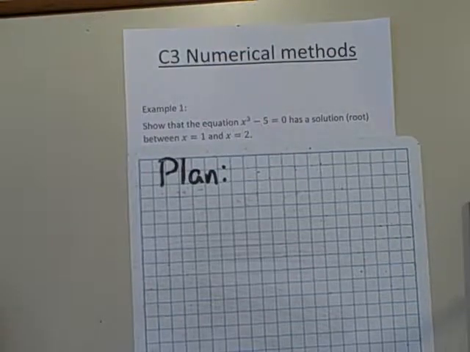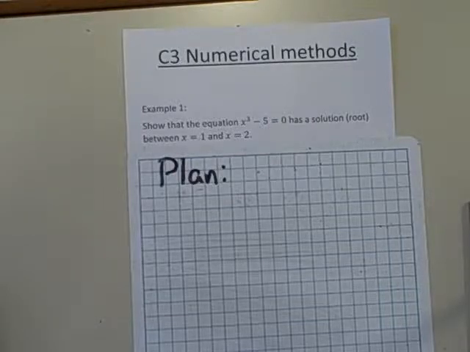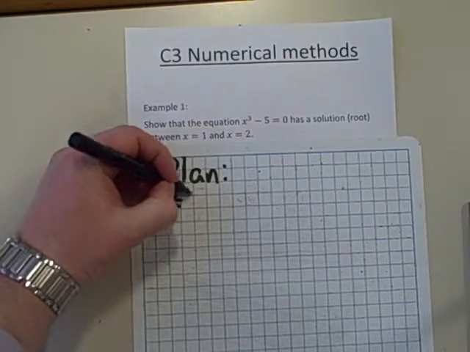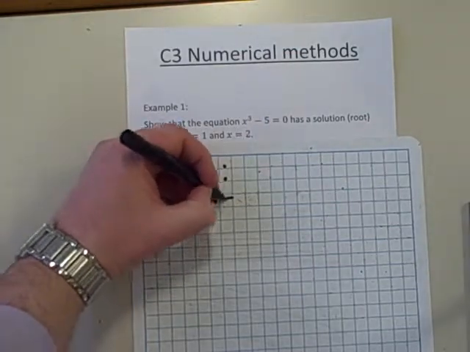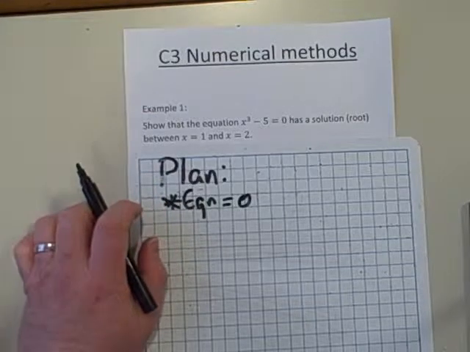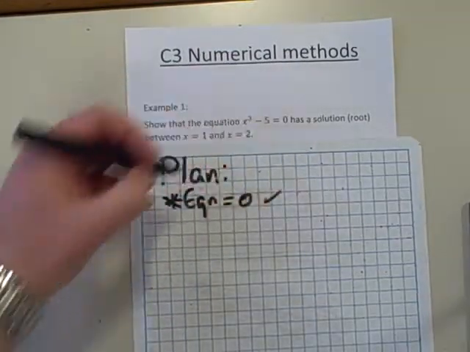Hiya, we're going to show that a root lies between two values. The question says, show the equation x cubed minus 5 equals 0 has a root between x is 1 and x is 2. So as a plan, your first thing you need to check is if your equation is equal to 0. Because if it's equal to 0, it's crossing the y-axis, and that's a root. So it is, so that's good.